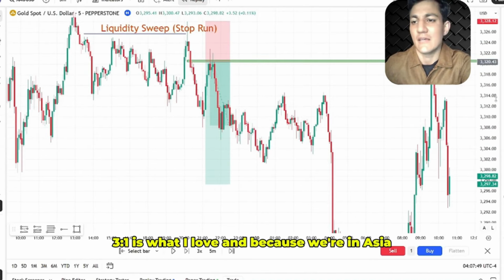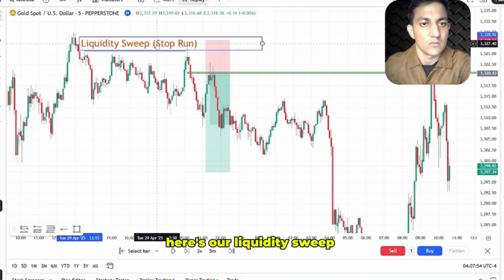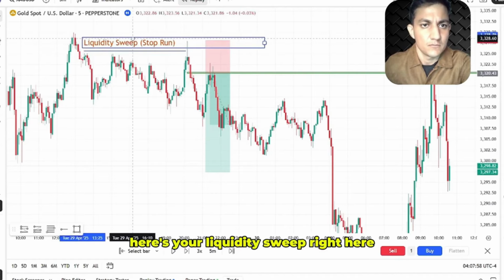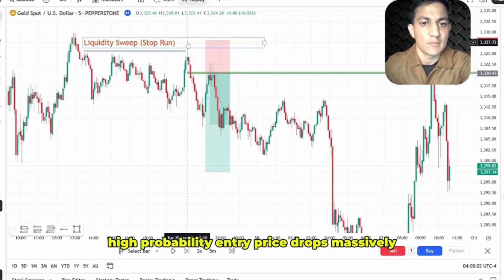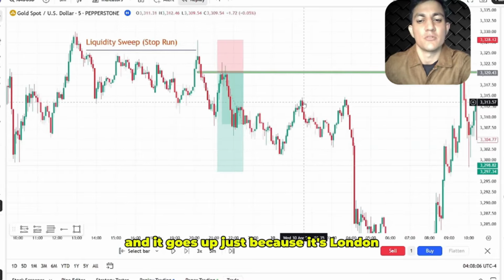And because we're in Asia, let me just make this a bit clearer. Because we're in Asia, here's our liquidity sweep. Let's make this a bit smaller. Here's your liquidity sweep, right here, liquidity sweep in Asia. Drops, fair value gap, high probability entry, price drops massively. It almost takes out this low, and then it goes up just because it's London.